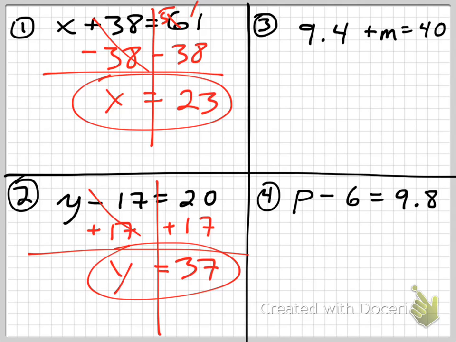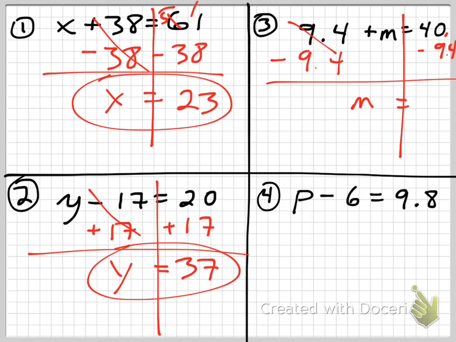Number 3, line down the equal sign. Is the variable happy? No. Who's with him? 9.4. What's the 9.4 doing? Adding to him. How do I get rid of 9.4 then? Minus 9.4. No, it is minus 9.4. That's gone. M equals, there's a decimal here and a 0 over here. It ends up being 30.6. M equals 30.6. Right?